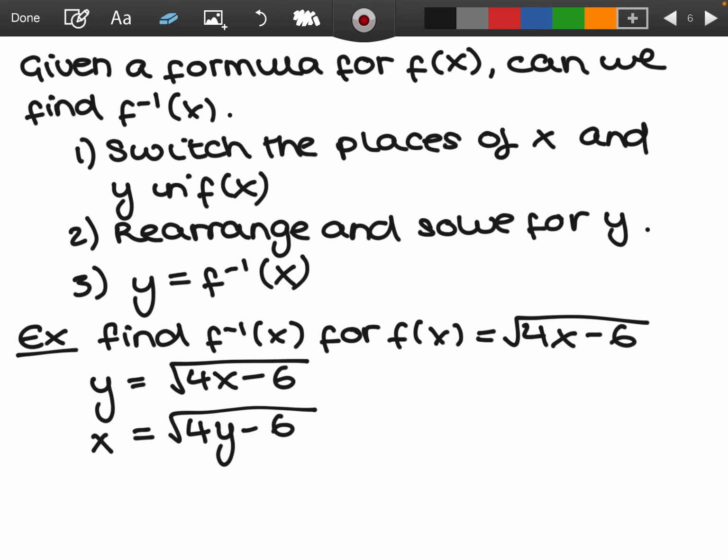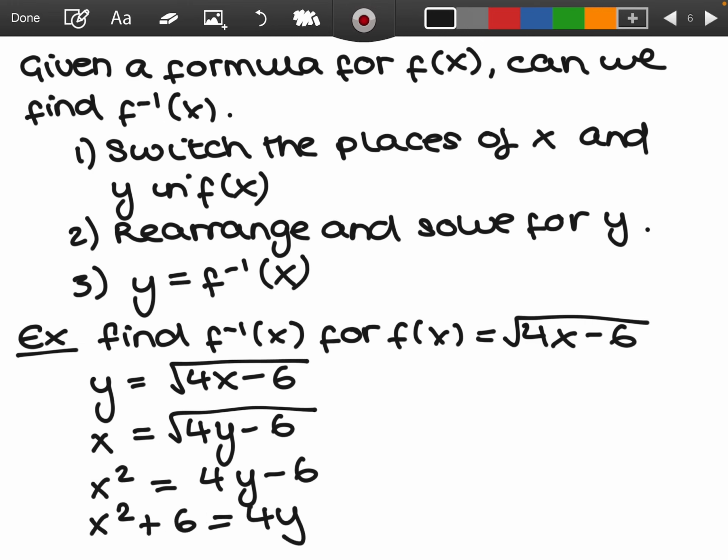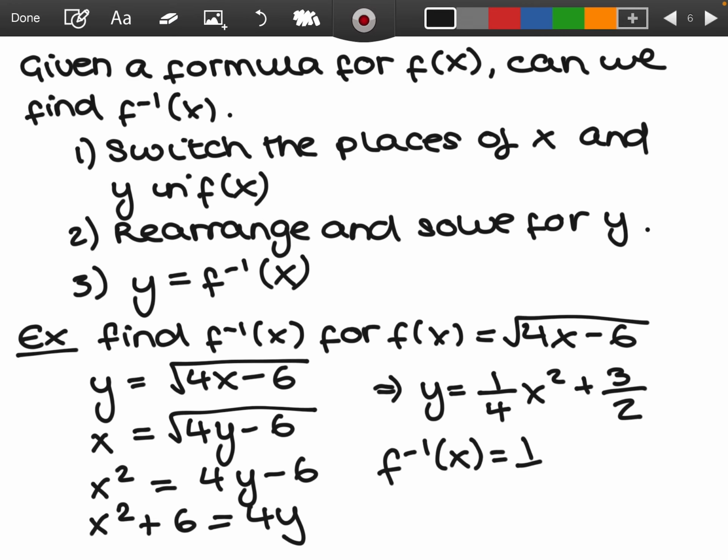Okay, so I now want to rearrange this to get y is equal to something. So if I square both sides, I get that. Then I'm going to add 6 to both sides to get that. And finally I'm going to divide through by 4 to give me y is equal to 1 over 4 x squared, plus 6 over 4, which is the same as 3 over 2. So that tells me that this particular function that I now have is the inverse of my original function f(x).